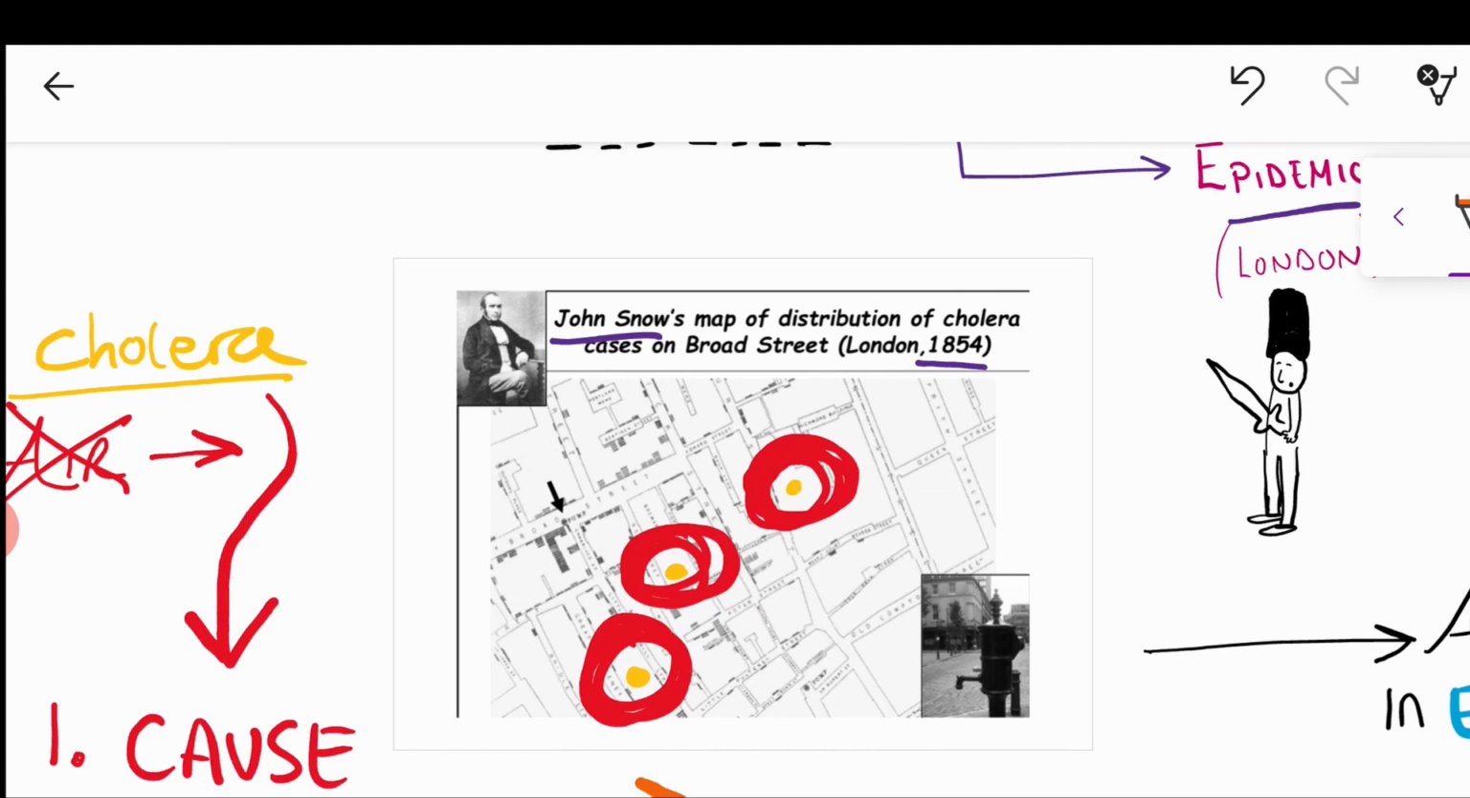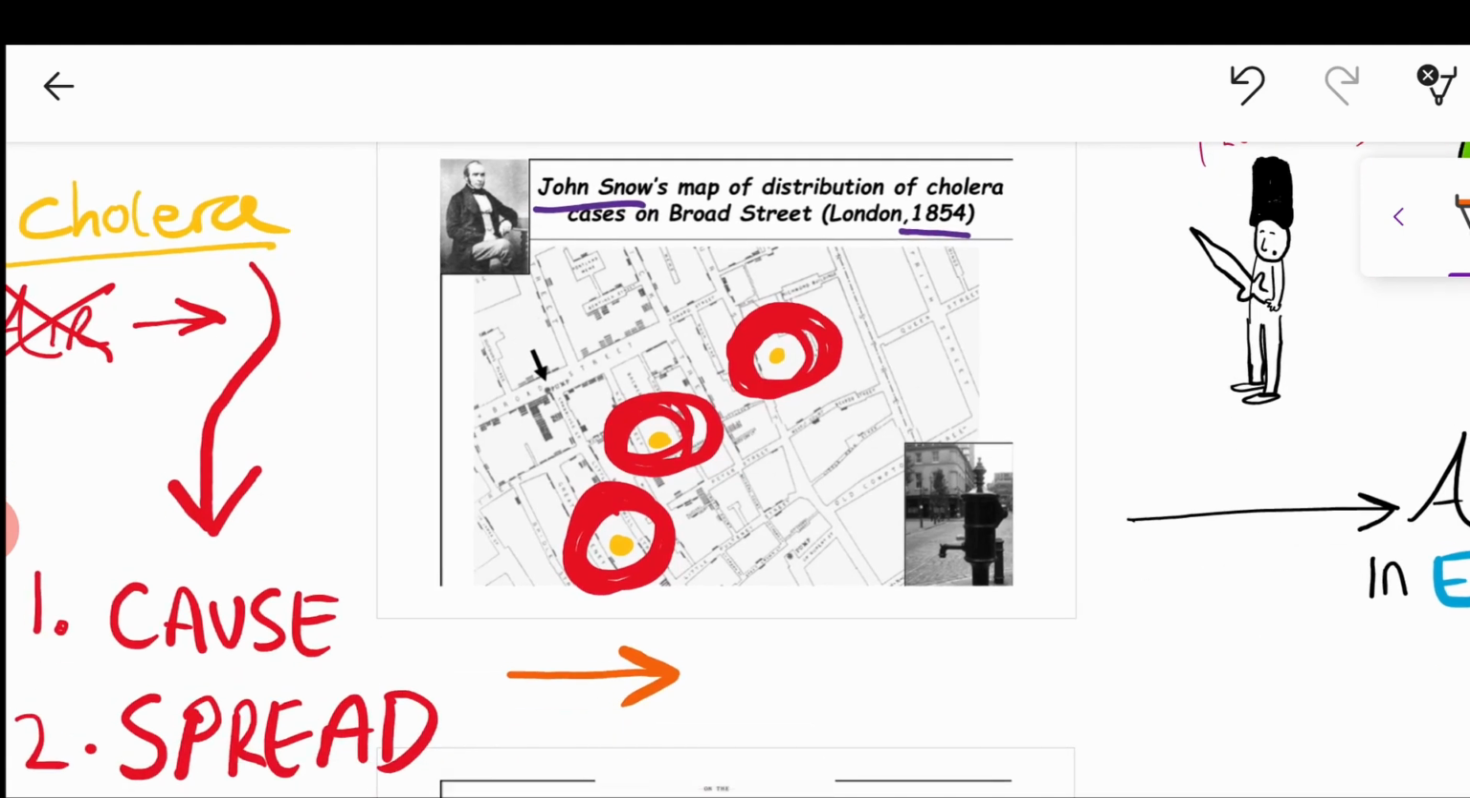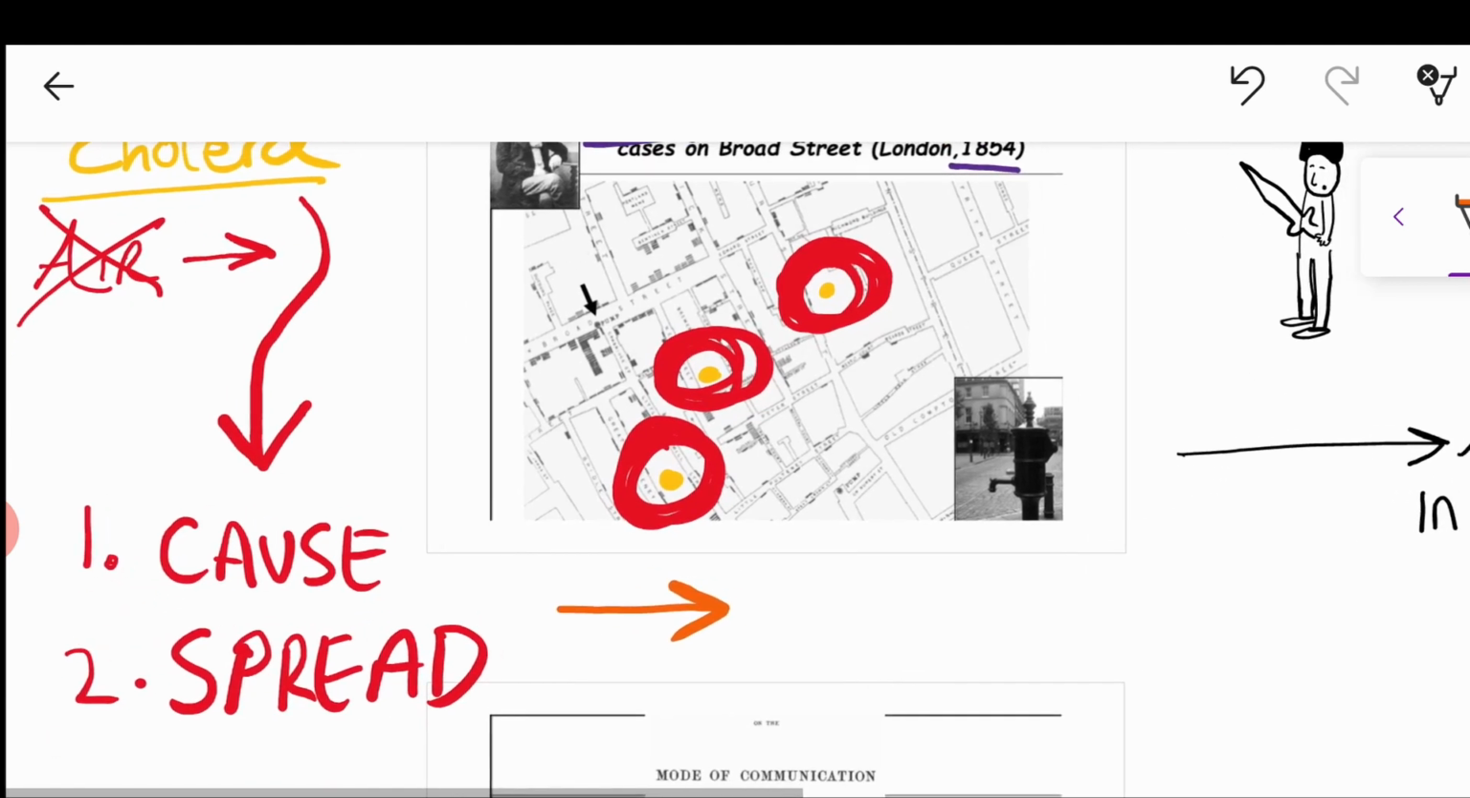Now, moving on, we have a case study on John Snow. In terms of John Snow and his work in epidemiology, or what he brought to the table, all you need to know is that he identified how epidemiologists can or should think in terms of how a disease is caused and spread.